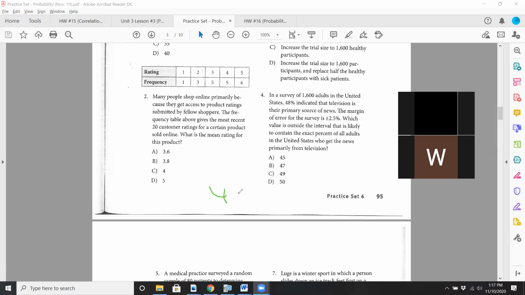All this means is 48 plus or minus 2.5. So it means that it could be 50.5% all the way down to 45.5%.